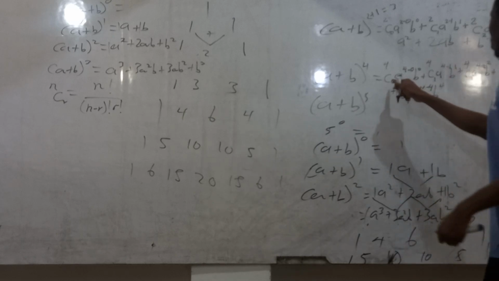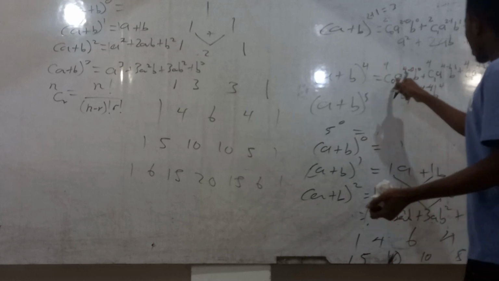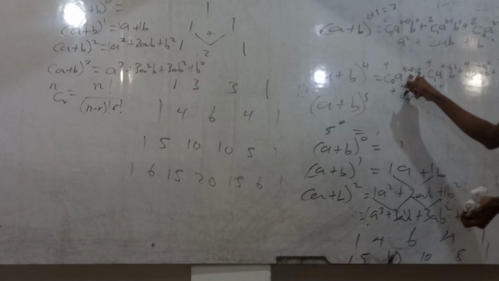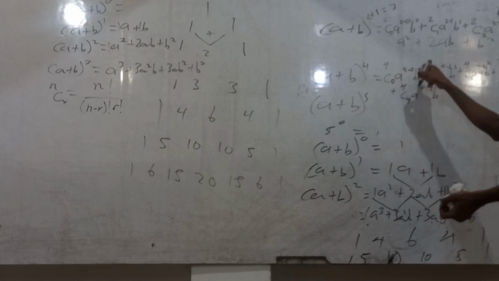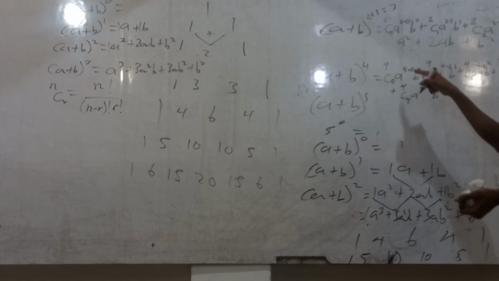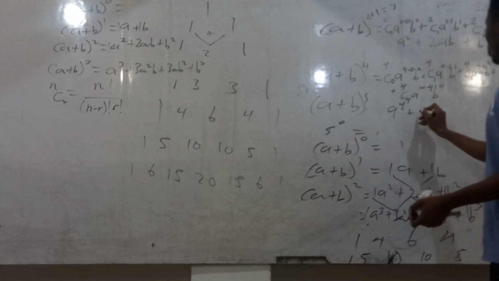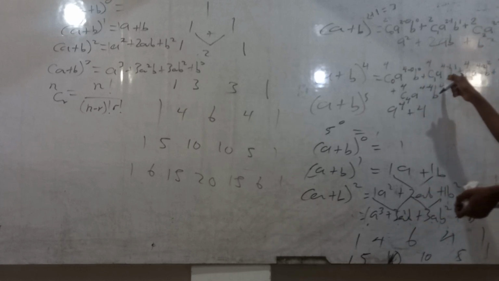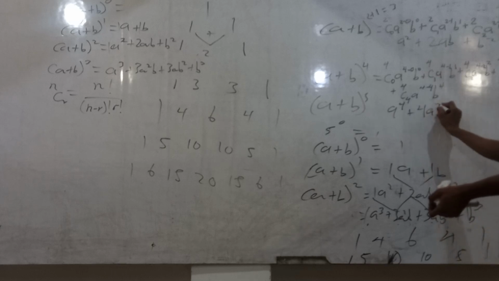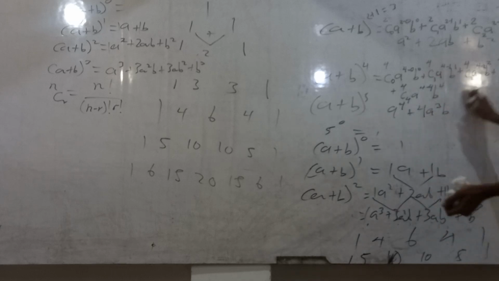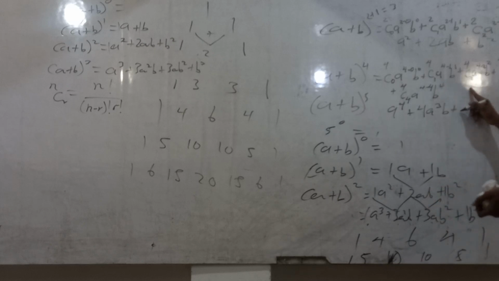Alright. So 4 combination 0 is 1. 1 times 4 minus 0 is 4. So A to the power 4. You know B to the power 0 is 1. So here I'll give you A to the power 4 plus 4 combination 1 is 4. 4 minus 1 is 3. So A cubed B to the power 1, isn't it? But we don't write the 1. So 4 combination 2 is what? 6. So 6 A to the power 4 minus 2, which is 2, and the B to the power 2 is 2.